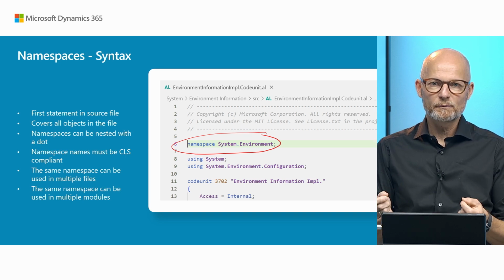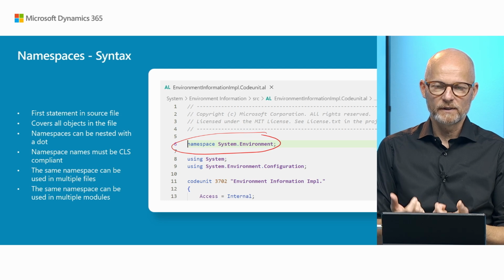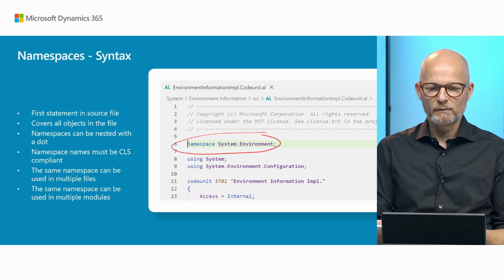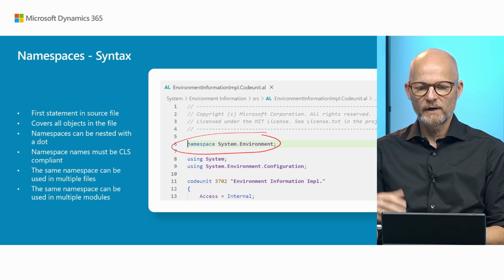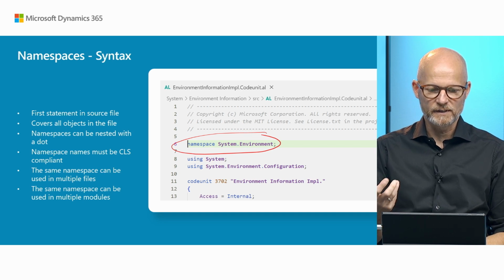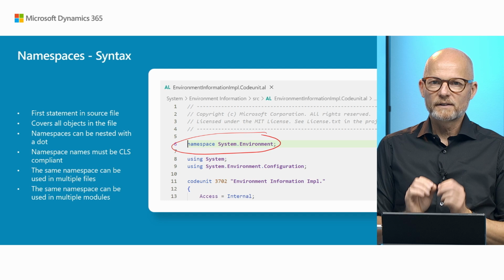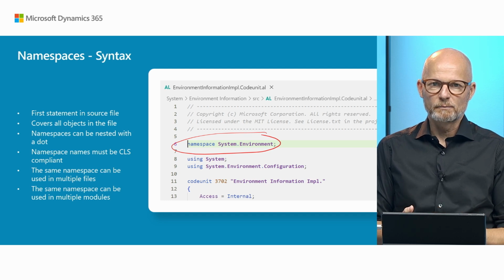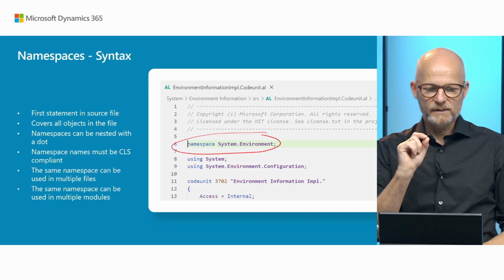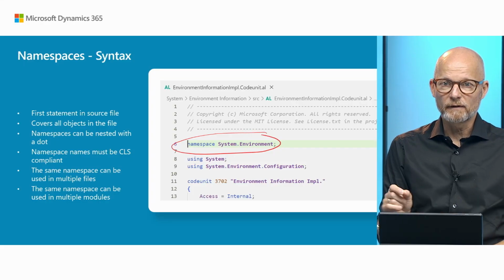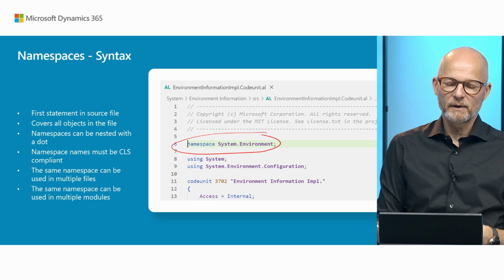And you can nest namespaces in the declaration, which means that in this case, it's the namespace System.Environment, where Environment is a sub-namespace of System. The identifiers used in namespaces must be CLS compliant, which means that they have to start with an underscore or a letter. You can have the same namespace in many files, and you can have the same namespace in multiple modules. It's not tied to a specific module.